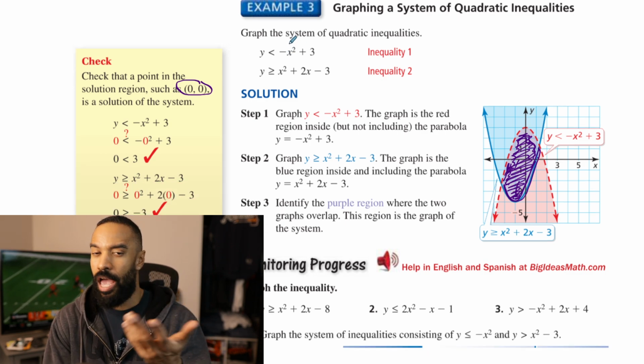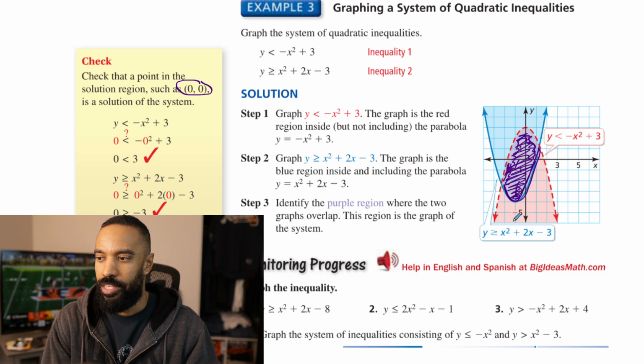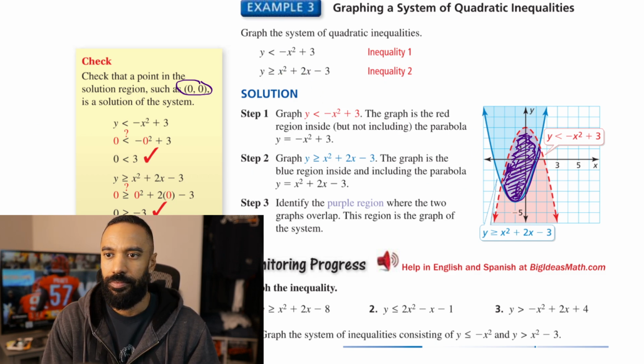Now, I went very fast on their graphing and shading. I didn't really talk about it, but shading below this upside down one and shading above the right side up one is where the shading went. Solid line for the equal to, dotted line for the not also equal to.